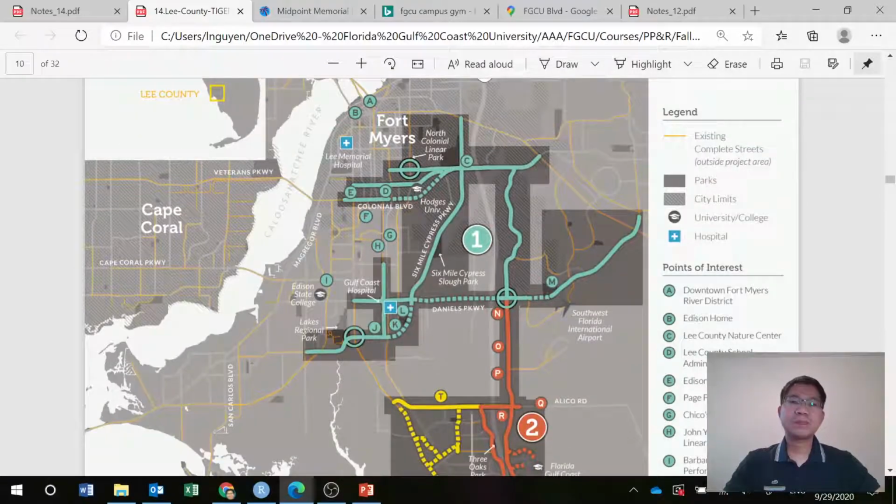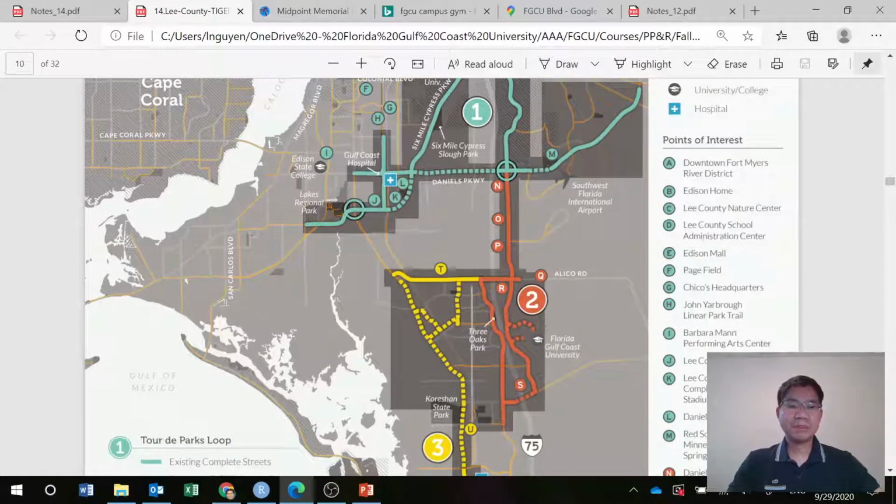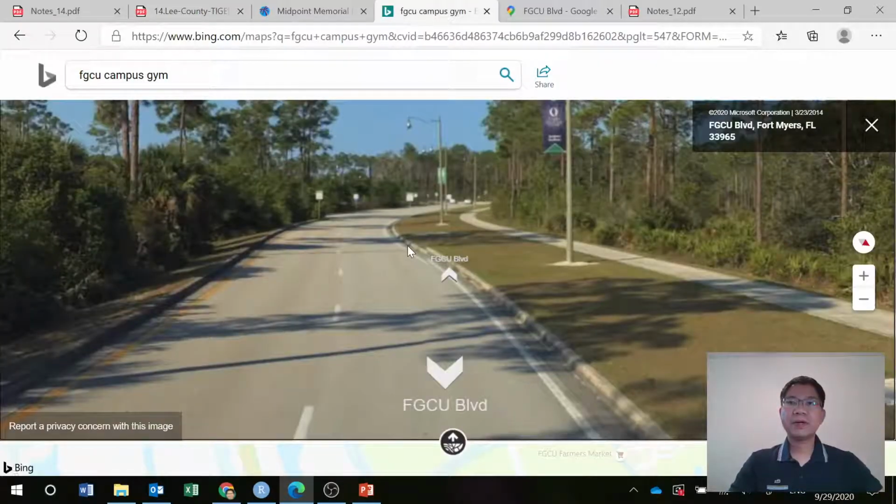So this project is spread throughout Lee County, including our FGCU. FGCU gets benefit from this federally funded Complete Street project to improve the main access road to our campus. And as you can see from the Bing map, you see our main entrance for FGCU a few years ago.